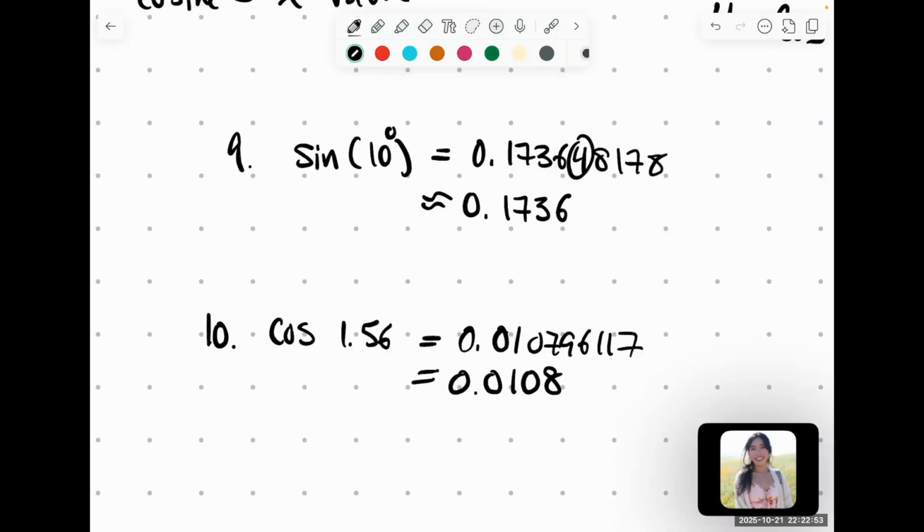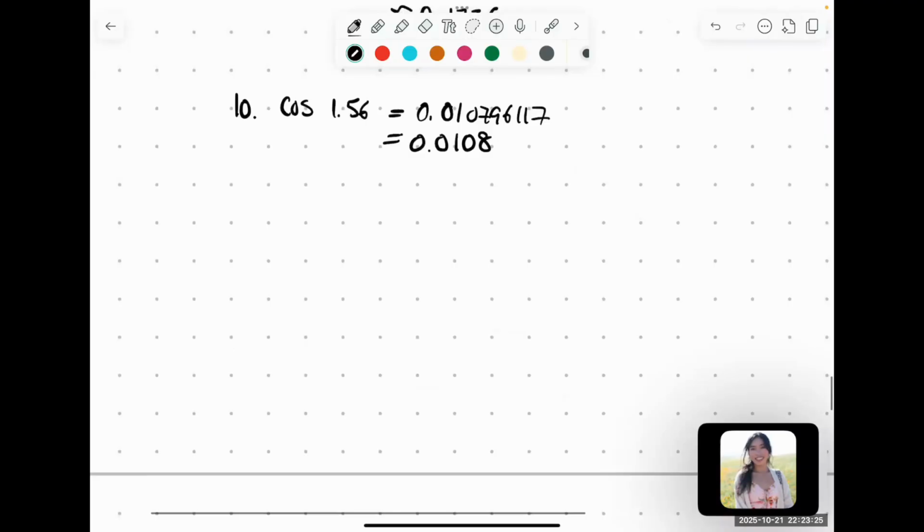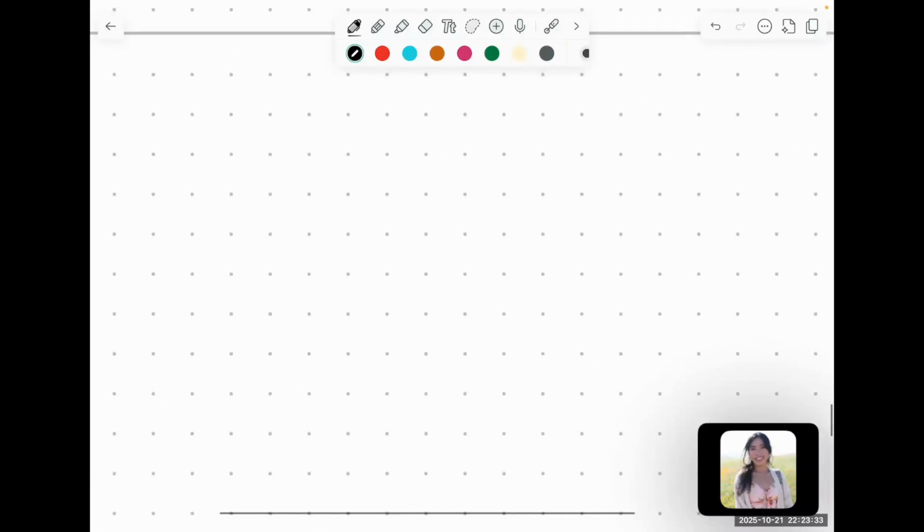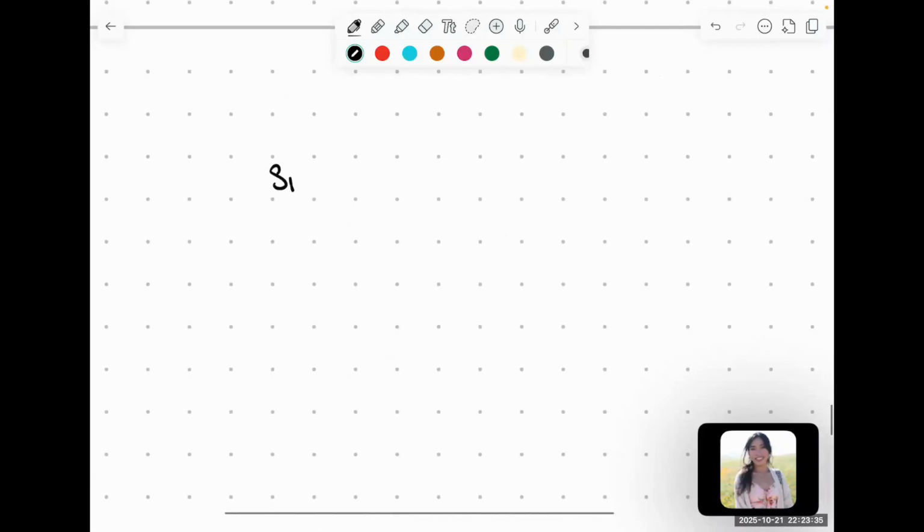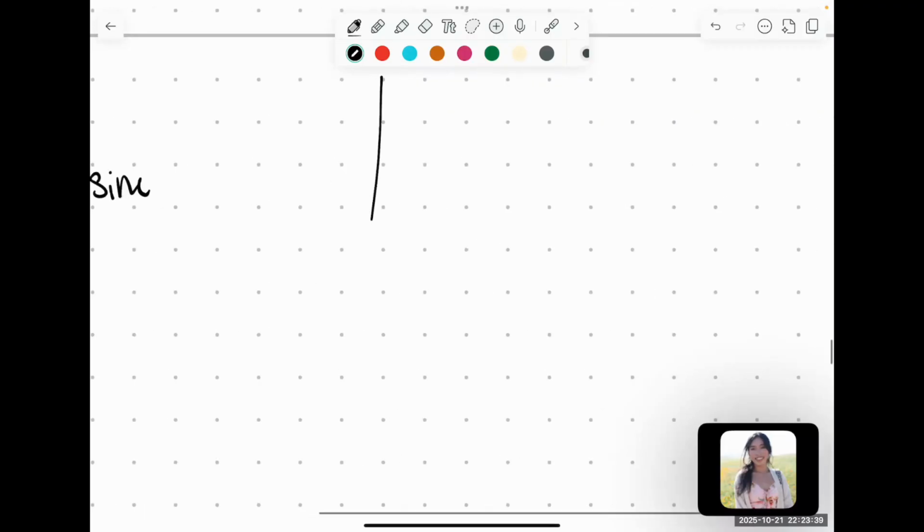Okay, let's look and see what else we have to cover. So I think the only other thing that might be helpful, especially in this section, is understanding the graphs of sine and cosine. So let's just go down here. Do sine. I'm going to try my best to make this somewhat coherent.